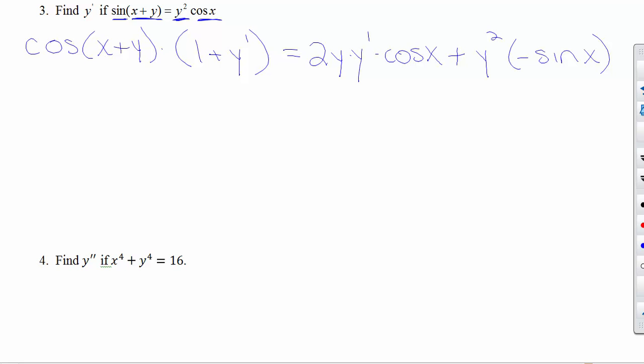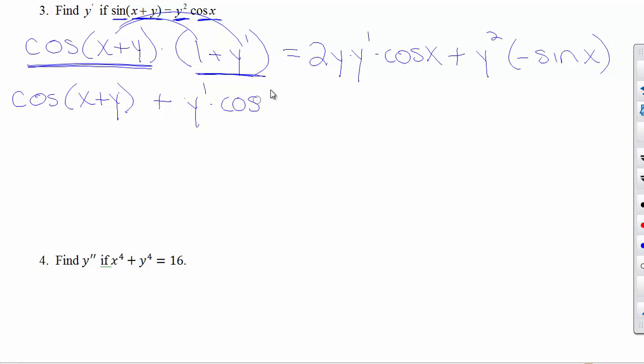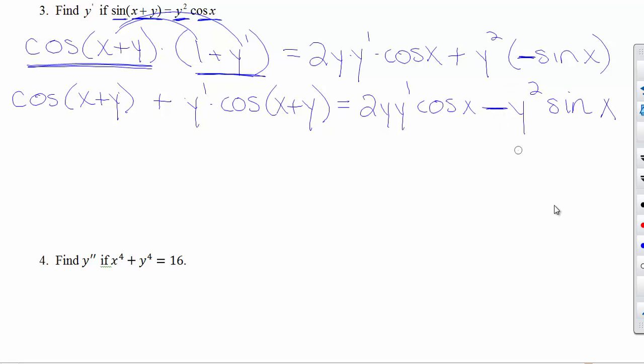Now it's a little confusing over here. It's cosine of x plus y times 1 plus y prime. So in order to solve for y prime, I actually have to distribute the 1 and the y prime. So it would be cosine of x plus y plus y prime times cosine of x plus y. That would be the left side once I distribute. And then the right side, I just have 2y prime cosine of x minus y squared sine of x. That's just cleaning it up a little bit. All I did was put this negative as a minus.